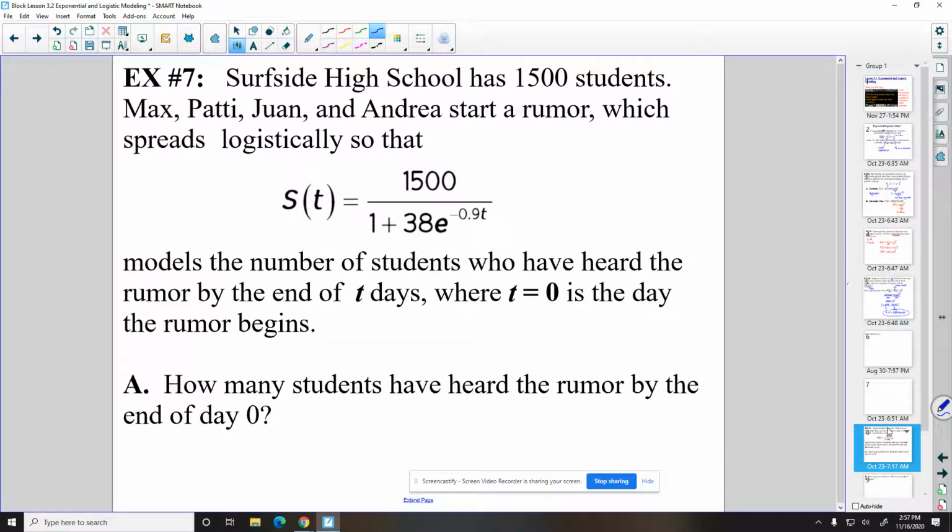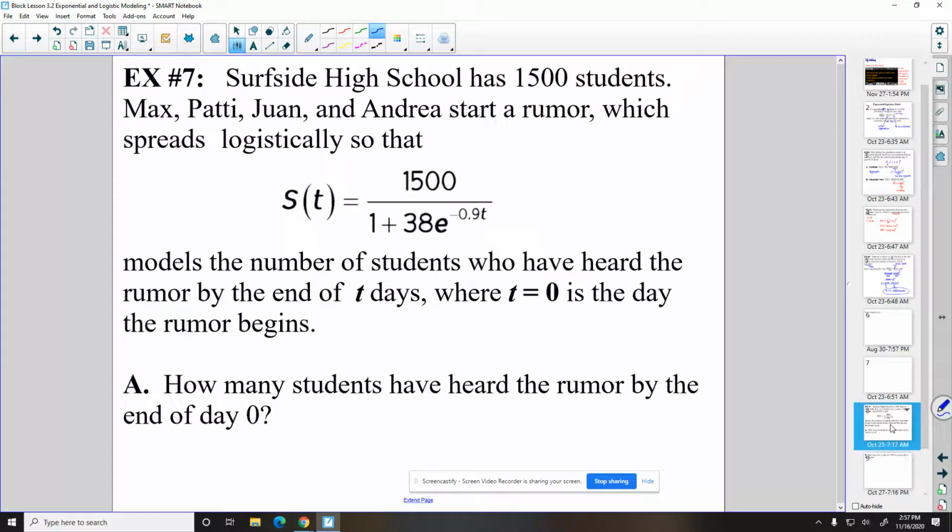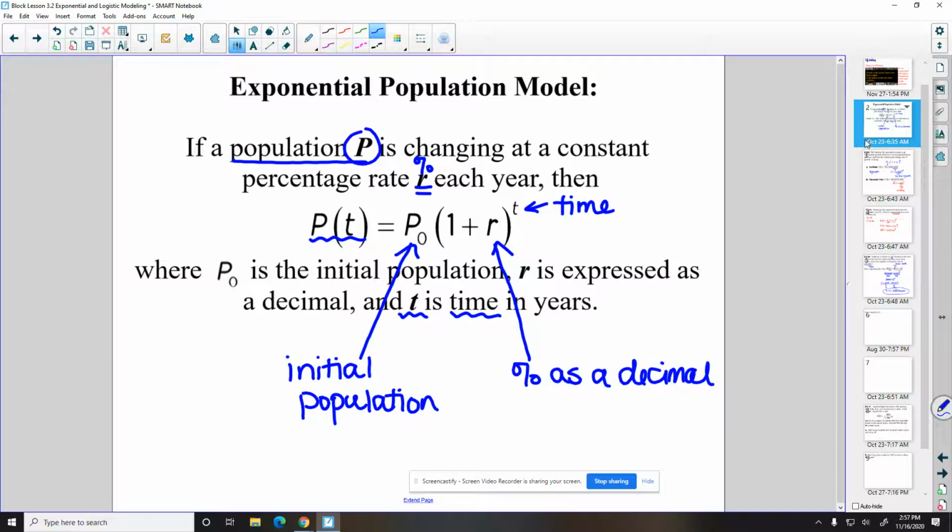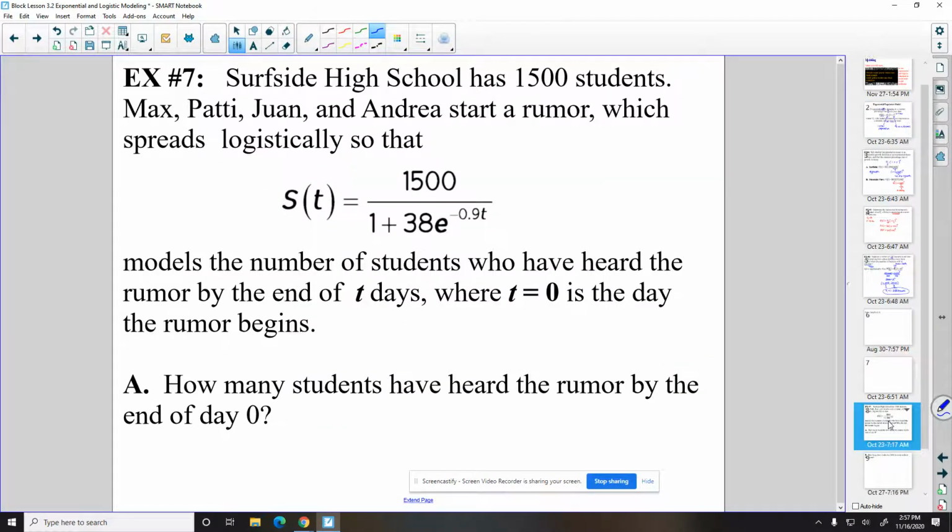We're skipping a lot of questions, so let's go to this one. This is a little bit different because it's not an exponential population model. You can tell by the way it looks. This is actually one of our logistic growth models from lesson 3.1.